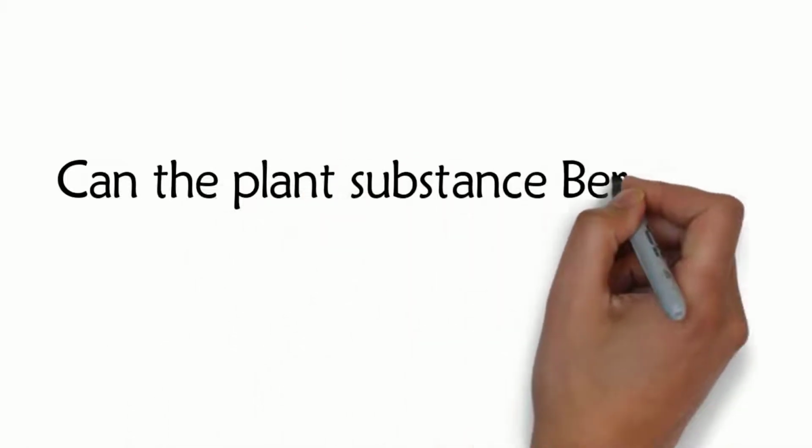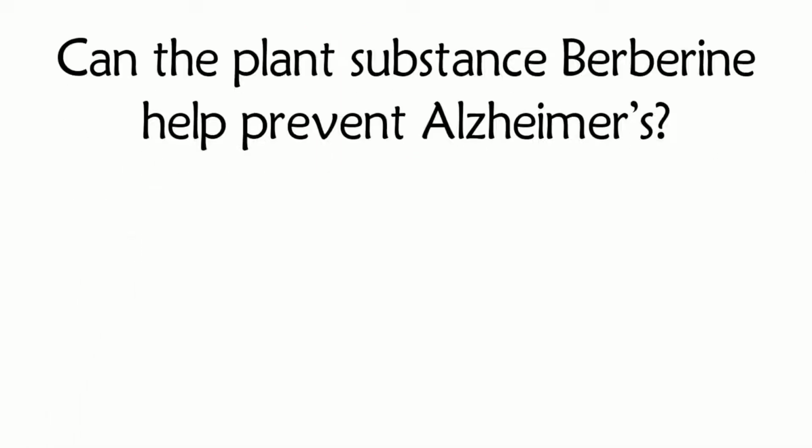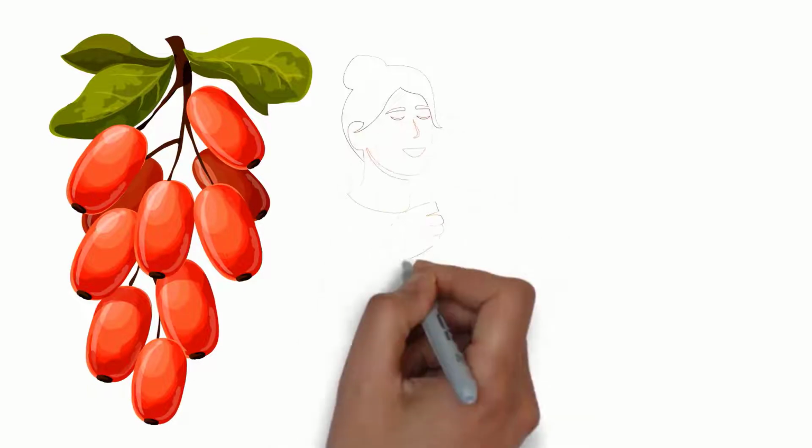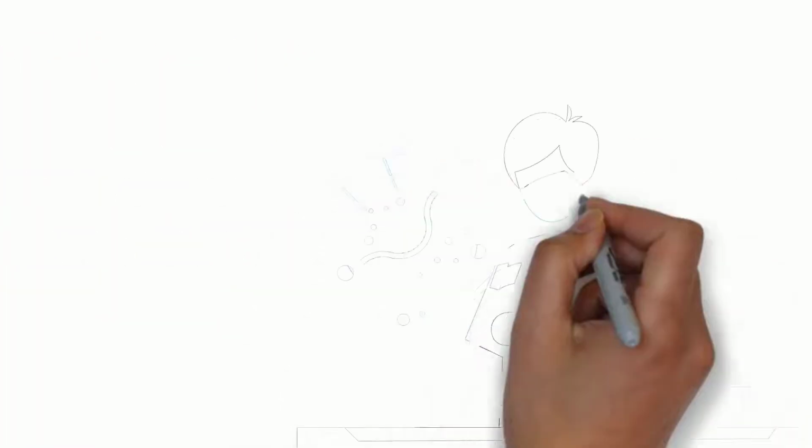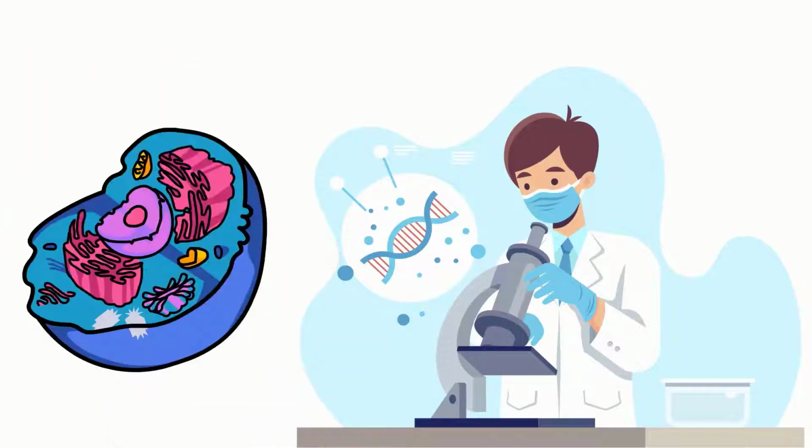Can the plant substance berberine help prevent Alzheimer's? Berberine has been used extensively in traditional Chinese medicine for the treatment of various diseases, including diabetes and dementia. The following is a laboratory study performed on cells.